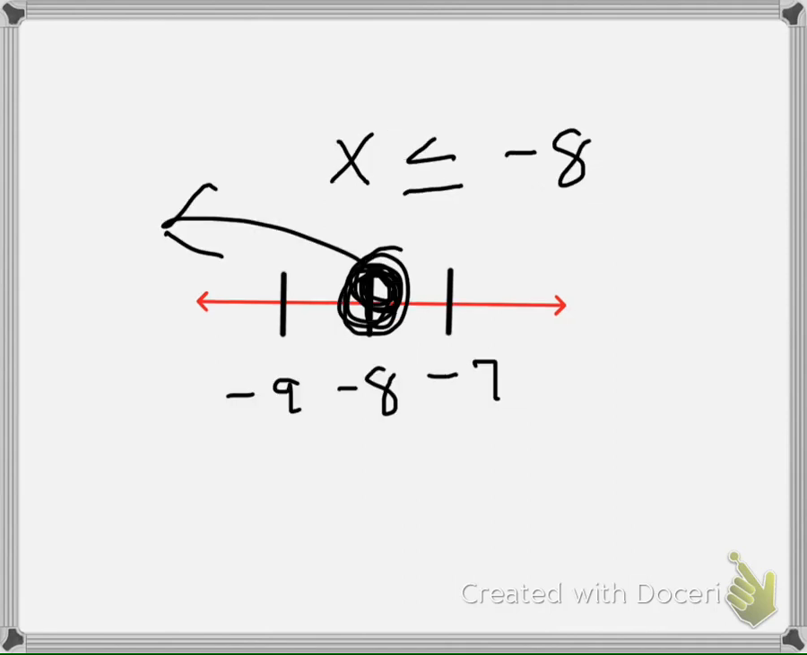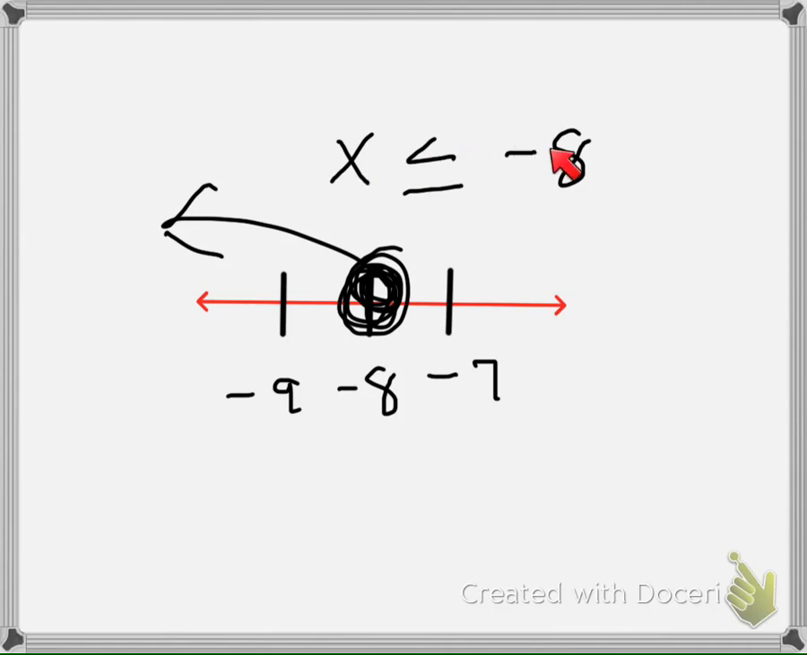Okay? X is less than or equal to negative 8. The little pointy part tells me that it's less than or equal to negative 8. Negative 9, negative 8, negative 7. So notice how negative 8 goes here in the middle. One number smaller, negative 9. One number less than, negative 7. Remember, when numbers go this way, they're getting smaller. When numbers go this way, they're getting bigger.